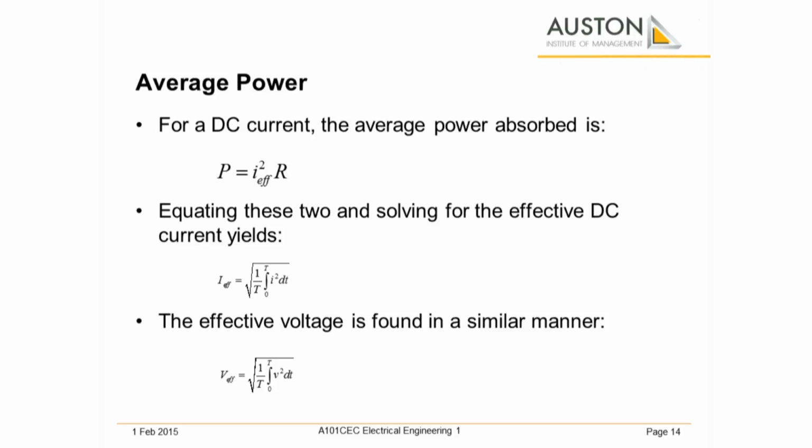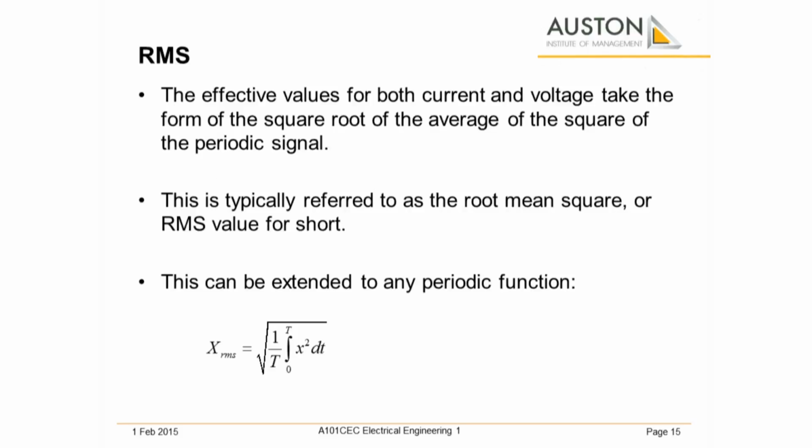Same thing with the voltage. The effective voltage is calculated as the square root of the average of voltage square over 1 period. The effective values for the current and voltage are also called the RMS values for the current and voltage. RMS means root mean square.